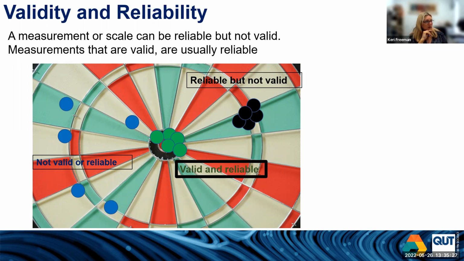You've got the blue dots. They're not valid or reliable. They're everywhere, all over the place. They're not consistent and they're not accurate either. The green dots are both. They're valid and reliable. We're hitting the same spot every time, and we're hitting the spot that we want to hit, which is the middle of the dartboard.